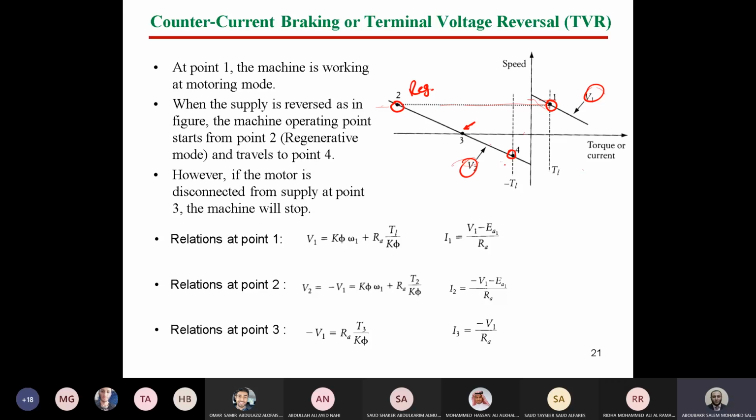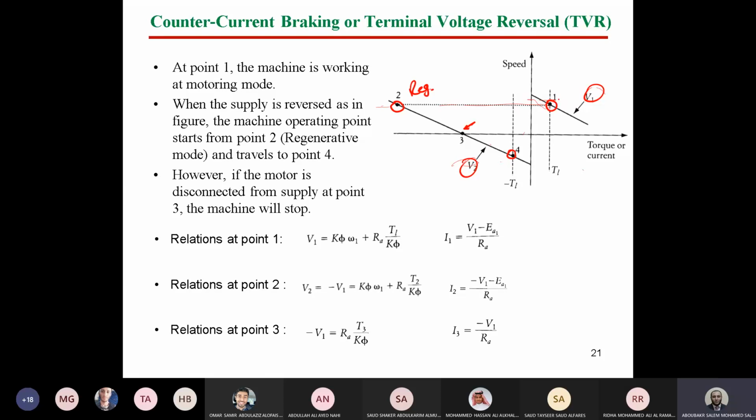Right. So what are the relations that we can use in these cases? For point number 1, the operation is only motor, so we can use the same motor relations, which are E equals K phi multiplied by omega, and V or EMF equals V minus IaRa, and so on.